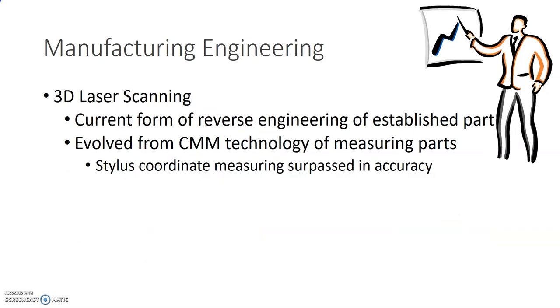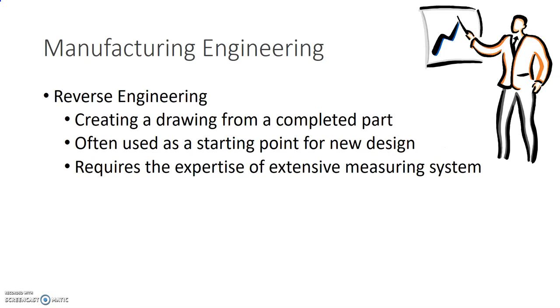Manufacturing engineers also are responsible for 3D laser scanning, and currently there's a lot of reverse engineering going on in the industry. It evolved from a coordinate measuring methodology of a machine 3D scanner with a stylus, or a laser reader, where you're actually measuring parts by scanning them and then bringing that information back into a CAD system. Reverse engineering, to be specific, creates a drawing from a completed part, and again, you can take it from measurements or you can use the extensive measuring system that we just talked about.